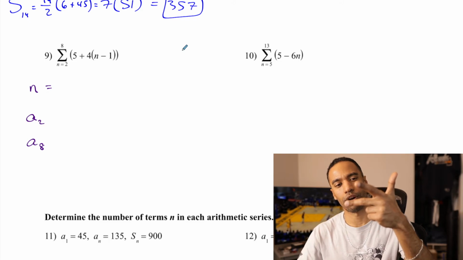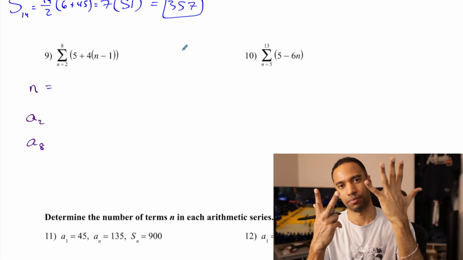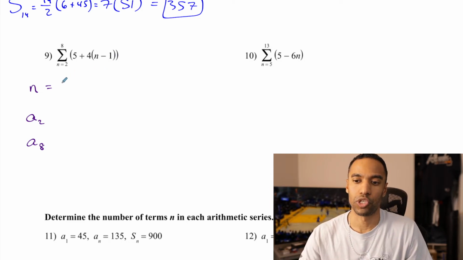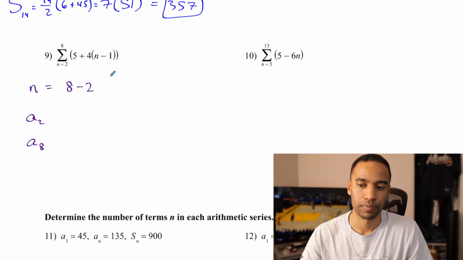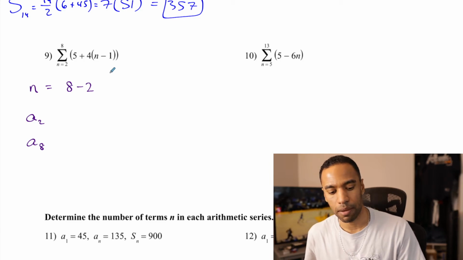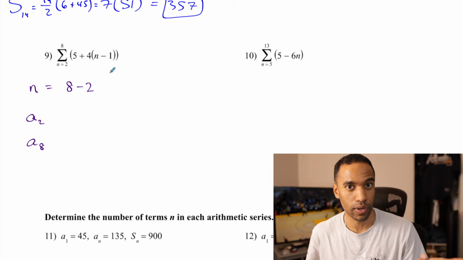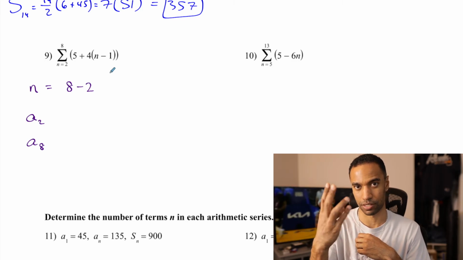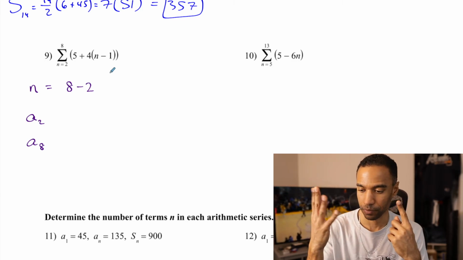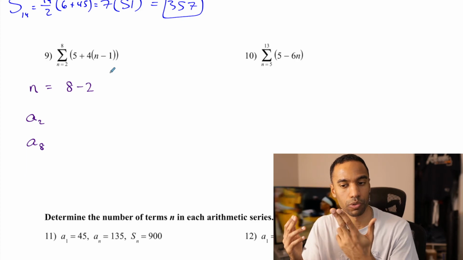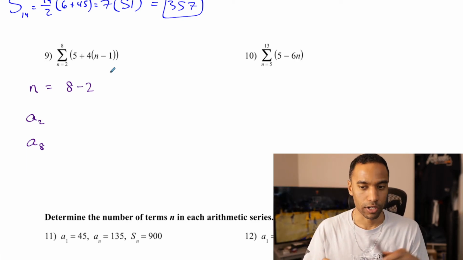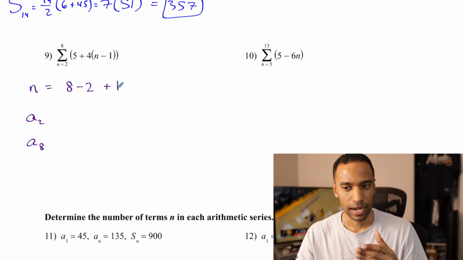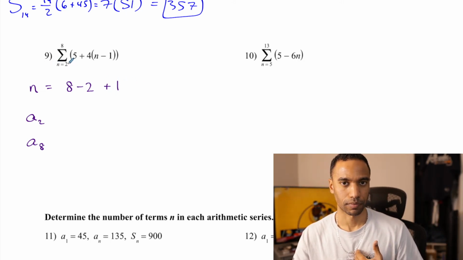2, 3, 4, 5, 6, 7, 8. That's 7 terms. What's the problem with doing 8 minus 2? Because when I say what is 8 minus 2, count from 2 to 8 that way, you don't count 2. We say 3, 4, 5, 6, 7, 8. You got to count the 2. 2 is one of the terms here. I do want to do 8 minus 2 plus 1. You got to count the term you start from.